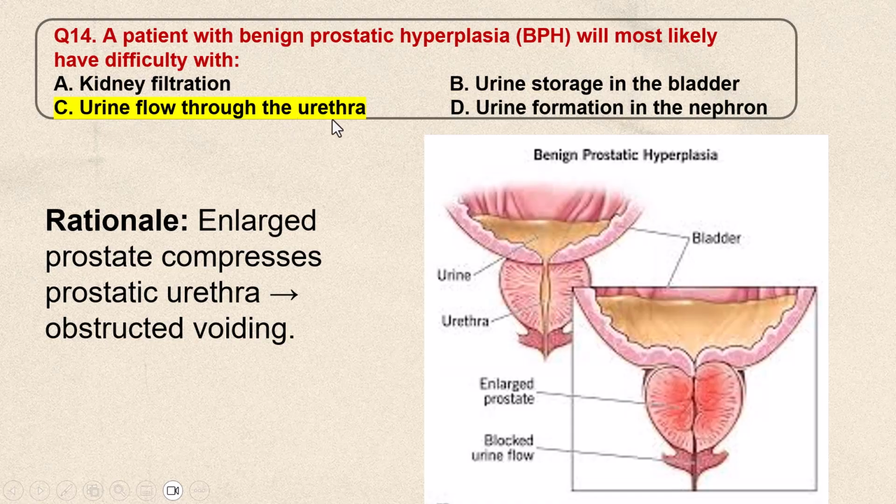Urine flow through the urethra. When you look at the male urinary system, immediately below the bladder there is a prostate gland. When the prostate gland enlarges, it blocks the passage of the urethra. So the enlarged prostate compresses the prostatic urethra, hence it obstructs the voiding, that is the passage of urine.